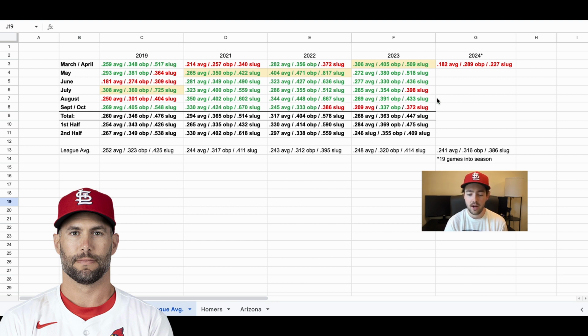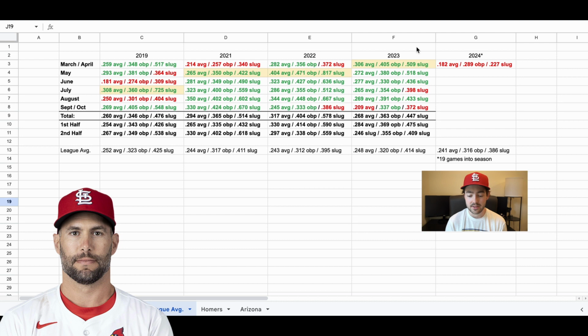And then 2023, a really bad season for the Cardinals, but not really the case for Paul Goldschmidt. Again, you can only see three instances where an individual statistic was worse than the league average. And he kind of started off from the jump in 2023. March and April combined, .306 average, .405 on base, .509 slug.